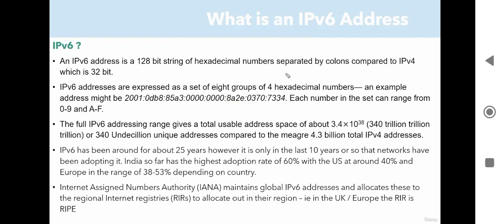The Internet Assigned Numbers Authority maintains the global IPv6 addresses, and it allocates these to the regional internet registries, the same people that basically allocate out the IPv4 addresses.